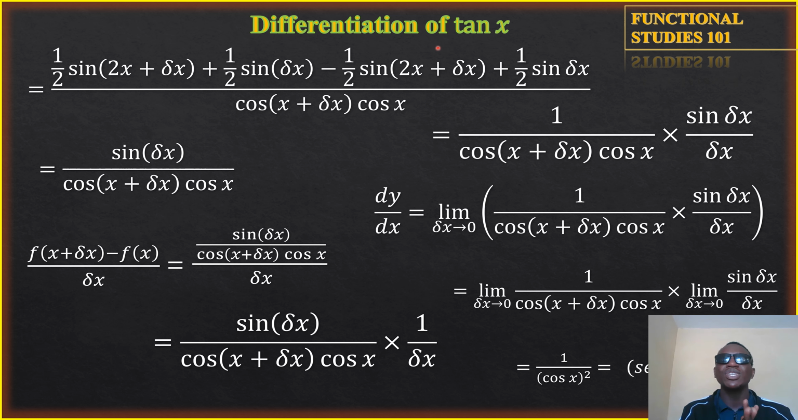So from this video, you should note this theory result. The derivative of the sine function is cosine. The derivative of the cosine function is negative sine, and the derivative of the tangent function is secant squared. Very important. You will use it throughout.